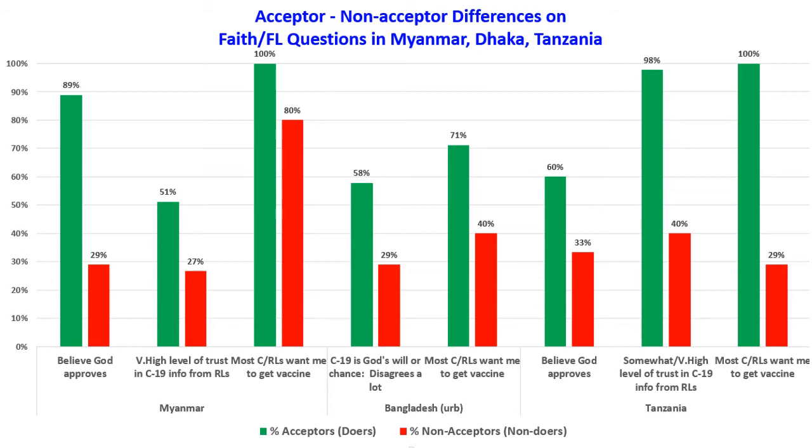Acceptors were also 1.3 times more likely to say that most other community and faith leaders would want them to get a COVID-19 vaccine. And in Tanzania, acceptors were 1.5 times more likely to say that God approves of their getting a COVID-19 vaccine, and also a whopping 14.7 times more likely to have a somewhat or very high level of trust in the COVID-19 vaccine info provided by religious leaders. Acceptors were also more than 18 times more likely to say that most other community and faith leaders would want them to get a COVID-19 vaccine.